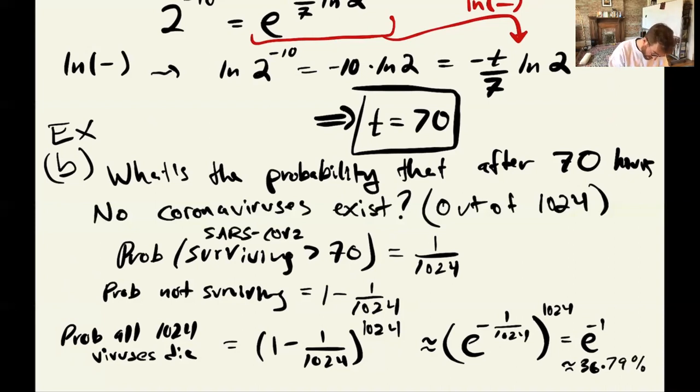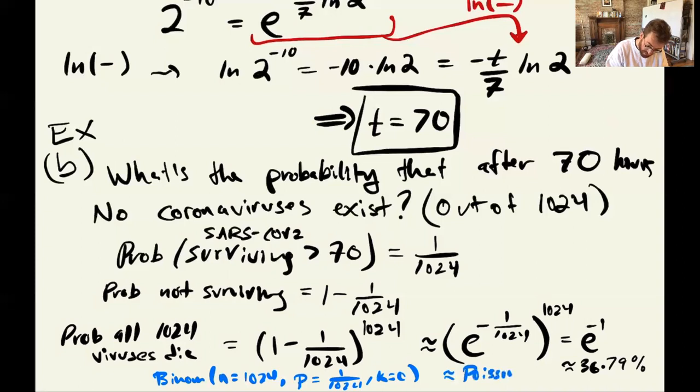And remember, what we've got here is basically a binomial with n equals 1024, p equals 1 over 1024, and k equals 0. And what I'm writing over here is exactly the Poisson approximation at k equals 0, but where lambda equals n times p, which is 1. So this is where lambda equals 1. And so we're actually seeing our old friends of the binomial and the Poisson appearing in this sort of back of the envelope calculation.